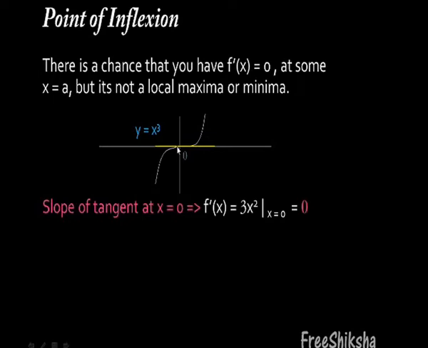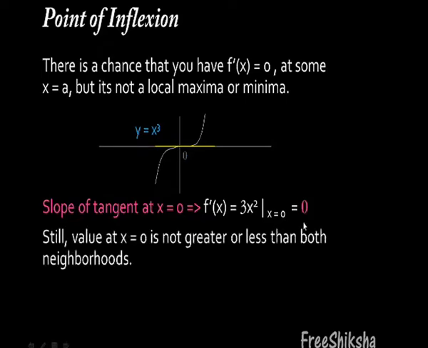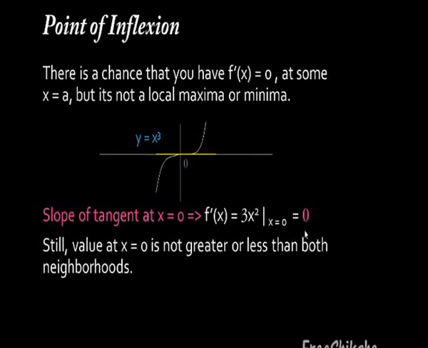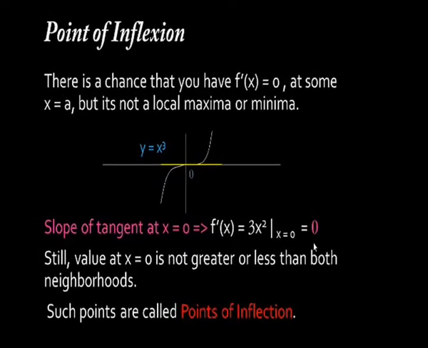So the slope of the tangent at x is equal to 0, f prime x, you can clearly see, is equal to 0. But still the value at x is equal to 0 is not greater or less than both the neighborhoods. Such points are called points of inflection.